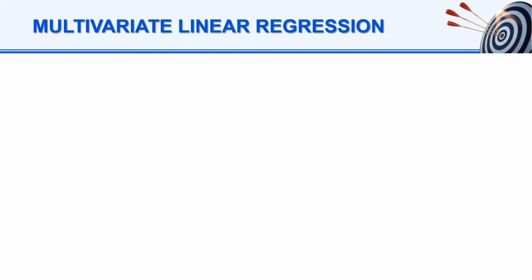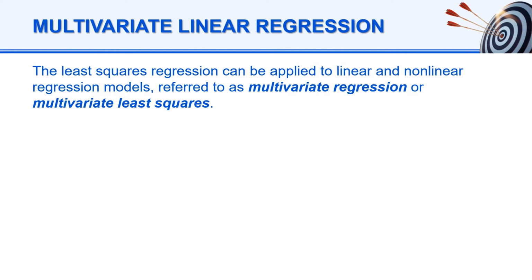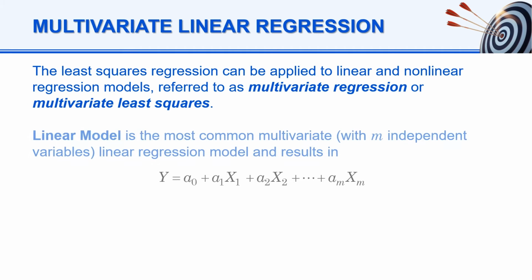The least squares regression can be applied to linear and nonlinear regression models, referred to as multivariate linear regression or multivariate nonlinear regression. The linear model is the most common multivariate regression model, with m independent variables, and results in the following. Here, y is the dependent variable, which is the outcome we are trying to predict or explain.